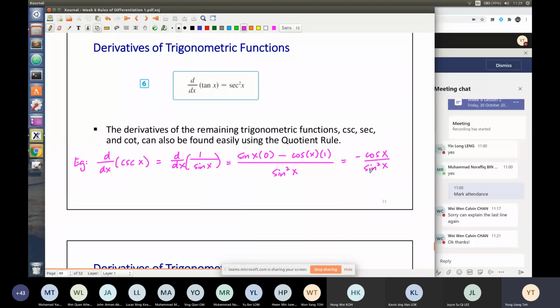If I like, I can actually rewrite this in terms of the basic trigo functions. This is actually minus of 1 over sine x multiplied by cotangent x. Is that right? If I want to go one step further, of course, I can write it as minus cosecant x cotangent x. Is that all right? So this is actually the differentiation of cosecant x. It gives minus cosecant x cotangent x. Let me put a bracket here for clarity. Questions?